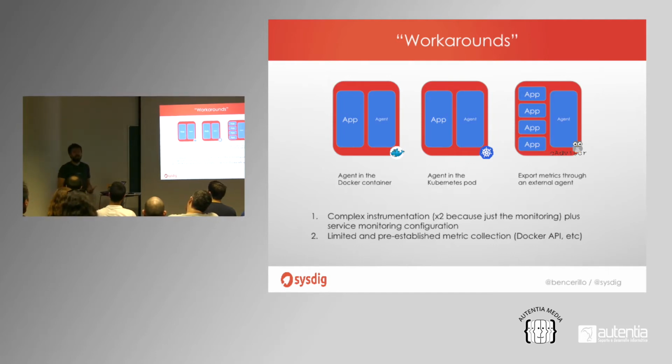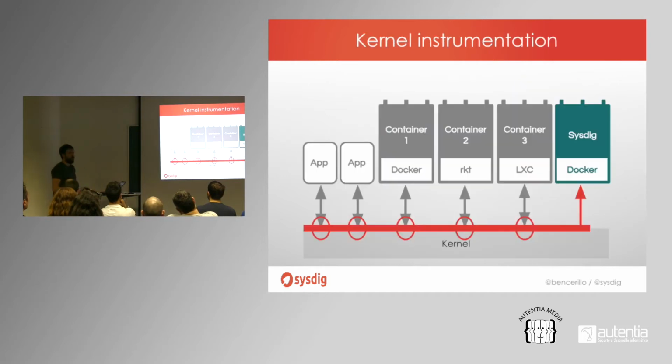But there are still some limitations. We can only see whatever the Docker API exposes to us. Still, we need to instrument every time a new container is created or destroyed, and we are talking about very dynamic infrastructures. So we solved some problems, not all of them. So we thought, why don't we do something completely different?